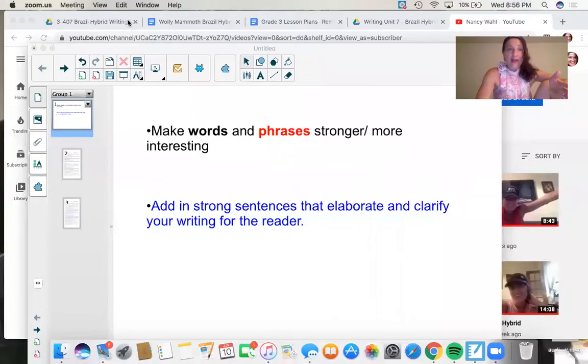But since you've already started, I'm going to share my screen. I want to show you how you can actually start making some changes right out of the gate to your piece. There's two things that you can do. One of them is you can make words and phrases stronger and a little bit more interesting. So you're writing and you're writing and you're writing, and suddenly you're like, you know what? I think I'm going to try to make some of my words and phrases a little bit stronger and more interesting. So let's just start with that.